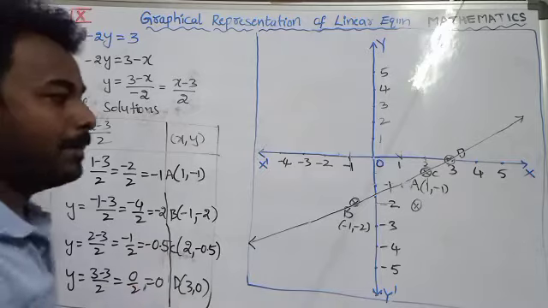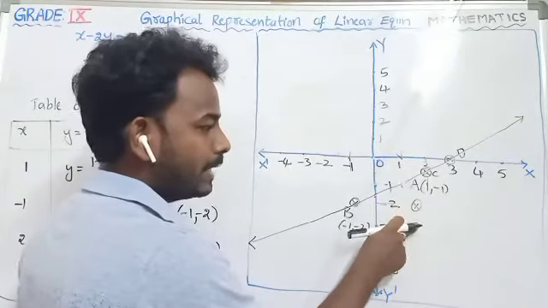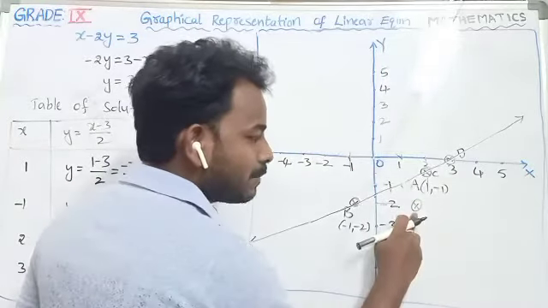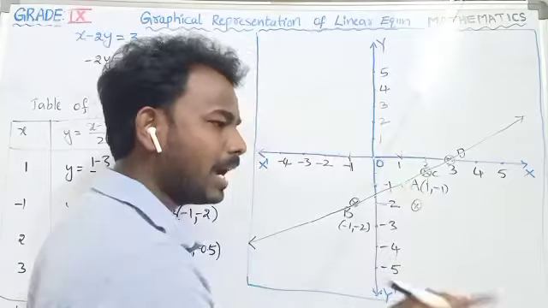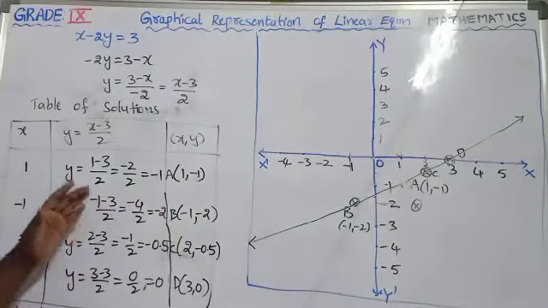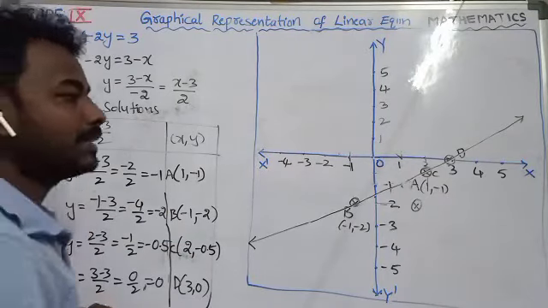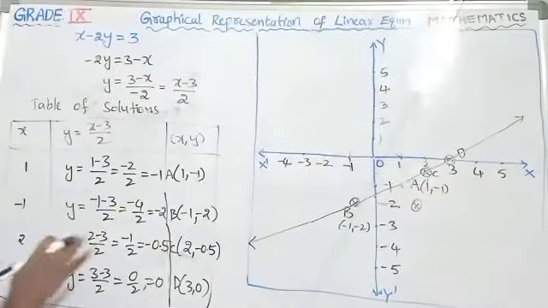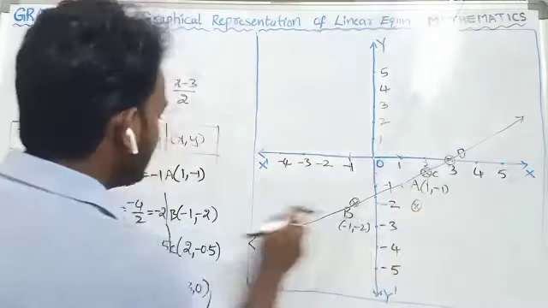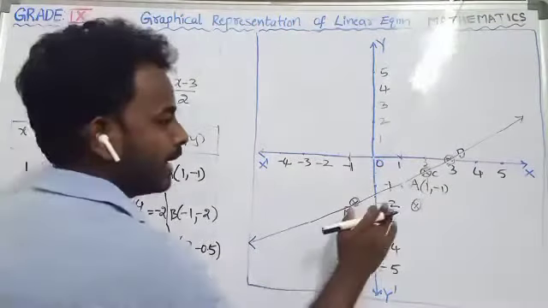That you understand. Out of 4 solutions, if one point is off this straight line, you need to understand that this point's location is wrong, otherwise the calculation may be wrong while making the table of solutions. You do recheck this process. If point A is wrong, you need to check the solution as well as the location, whether it is right or not.